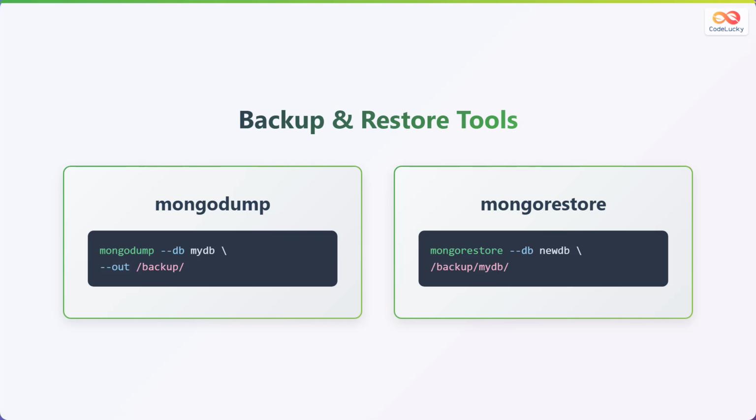mongorestore is used for restoring data from a backup. It imports data from a backup directory into MongoDB. For example, mongorestore --database new database /backup/my database/.